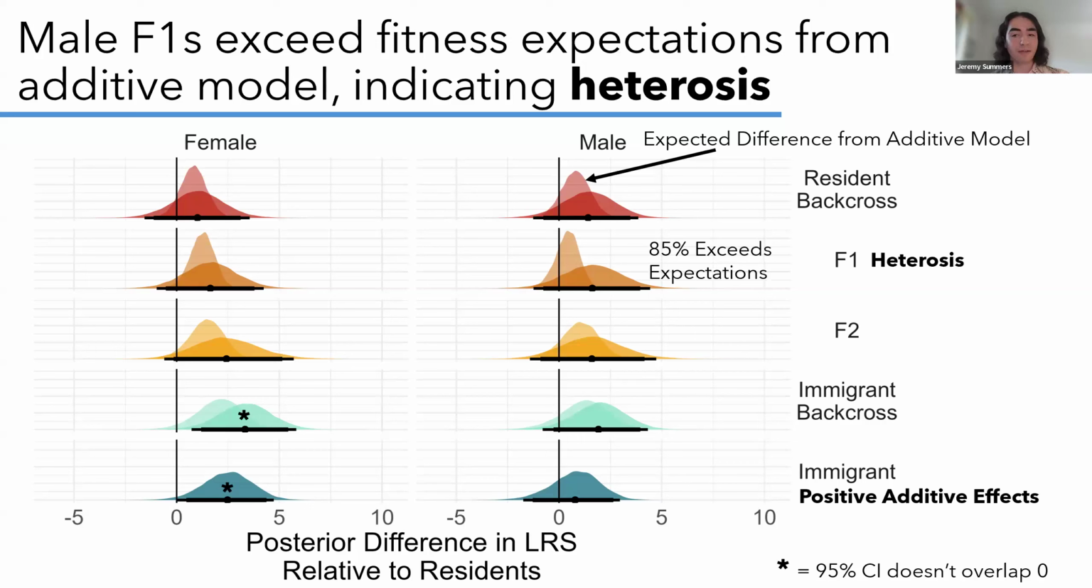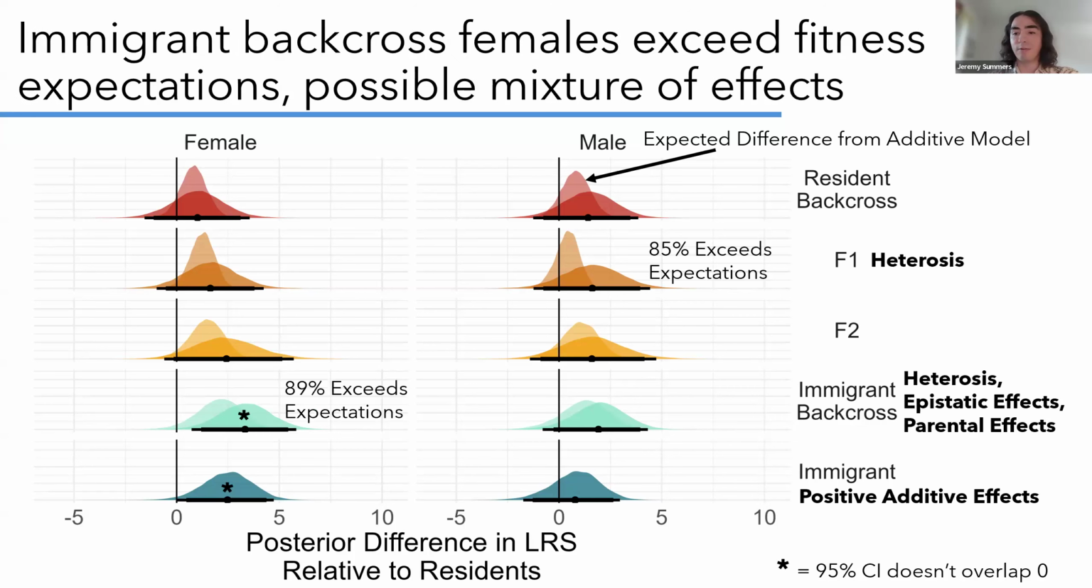The realized fitness of male F1s is then greater than the expected value across 85% of its posterior distribution, which provides support for dominance effects, specifically heterosis. Similarly, immigrant backcross females have greater fitness than expected across 89% of the posterior distribution, supporting either effects of heterosis not apparent in F1 females, positive epistatic effects, or possibly a parental effect, such as if having an F1 or immigrant parent itself improves lifetime reproductive success.